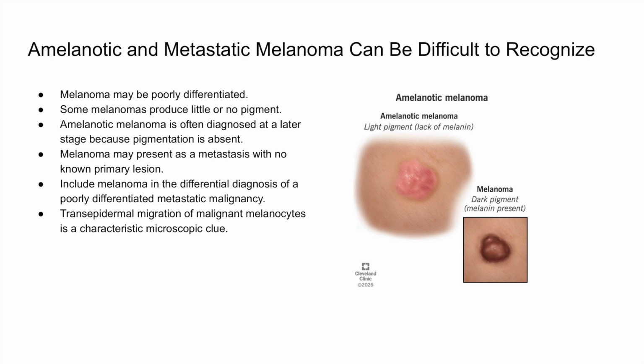Microscopically, pagetoid upward migration of atypical melanocytes can support primary melanoma, although this feature is not completely specific. Metastatic melanoma may also be poorly differentiated and resemble carcinoma, sarcoma, or lymphoma. In difficult cases, melanocytic markers such as S100, SOX10, Melan-A, and HMB-45 help establish the lineage. Melanoma may even be present as metastatic disease without an identifiable primary, possibly because the original lesion regressed and remained occult.